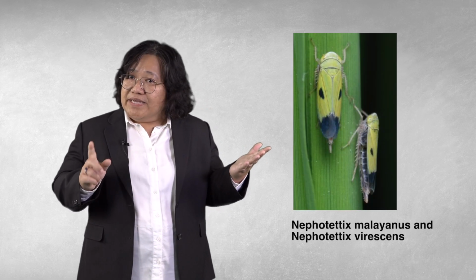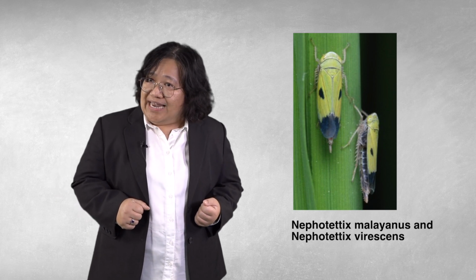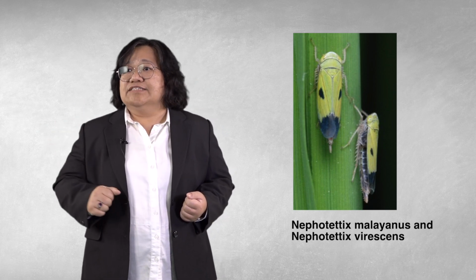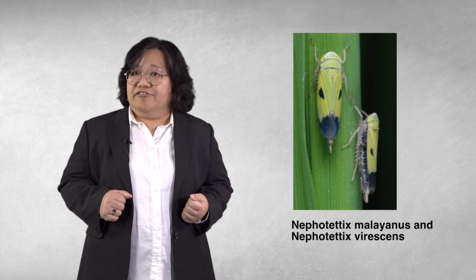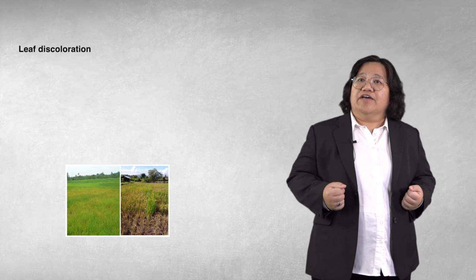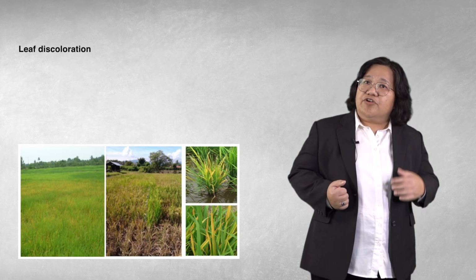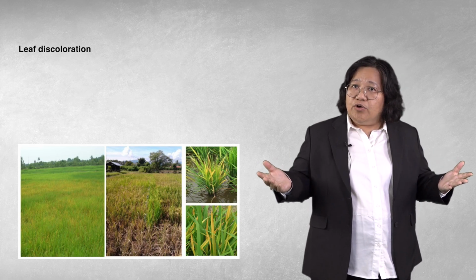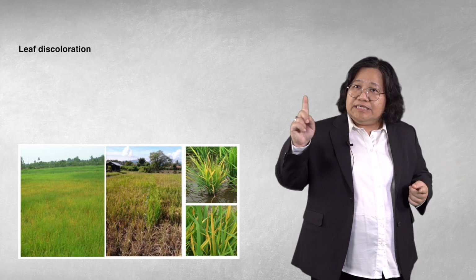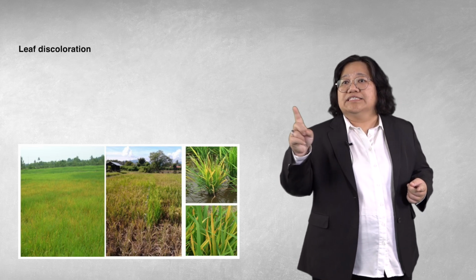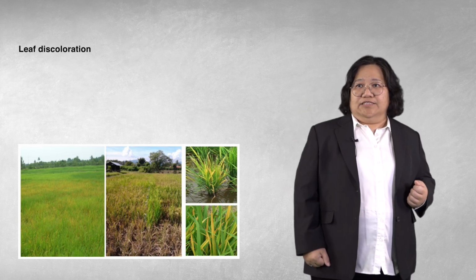They are transmitted by leafhoppers, especially the Nephotettix malayanus and the Nephotettix virescens species of the green leafhoppers. Plants that are infected by these viruses will show the following symptoms. First, leaf discoloration, ranging from light yellow to orange yellow, and usually it will start from the tip of the leaves, and the leaves will be slightly rolled outward and twisted.